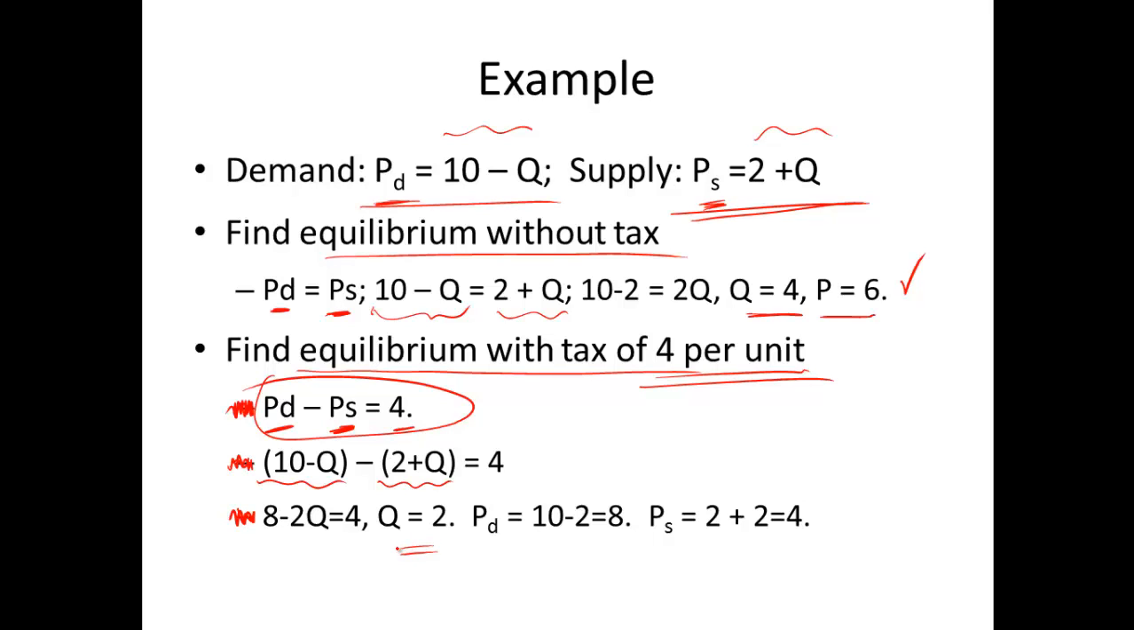Now, having found Q equals 2, we now have to find the price. But here it gets a tiny bit tricky, because remember, there's a difference between the price paid by buyers and the price received by sellers. And that difference better be the amount of the tax, or else we made a mistake. So let's plug in Q equals 2 to the demand curve. So PD equals 10 minus 2, that's 8. Let's plug it into the supply curve. PS equals 2 plus 2, and that's 4. And the good news is that 8 minus 4 equals the amount of the tax, 4 per unit. So yes, we got this right.